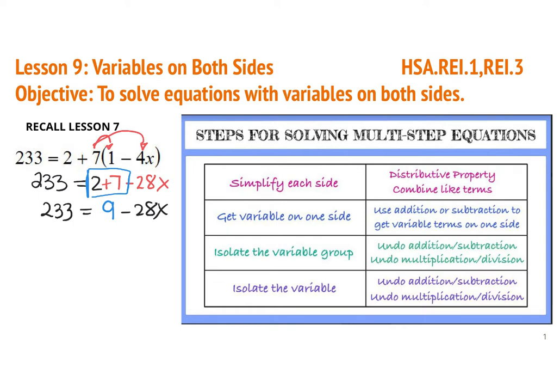Then we would isolate the variable group by getting rid of the 9, so minus 9 on both sides. So 233 minus 9 is equal to 224. Negative 28x stays because everything else became 0. Then I will isolate the variable by dividing by negative 28x. So x is equal to negative 8.